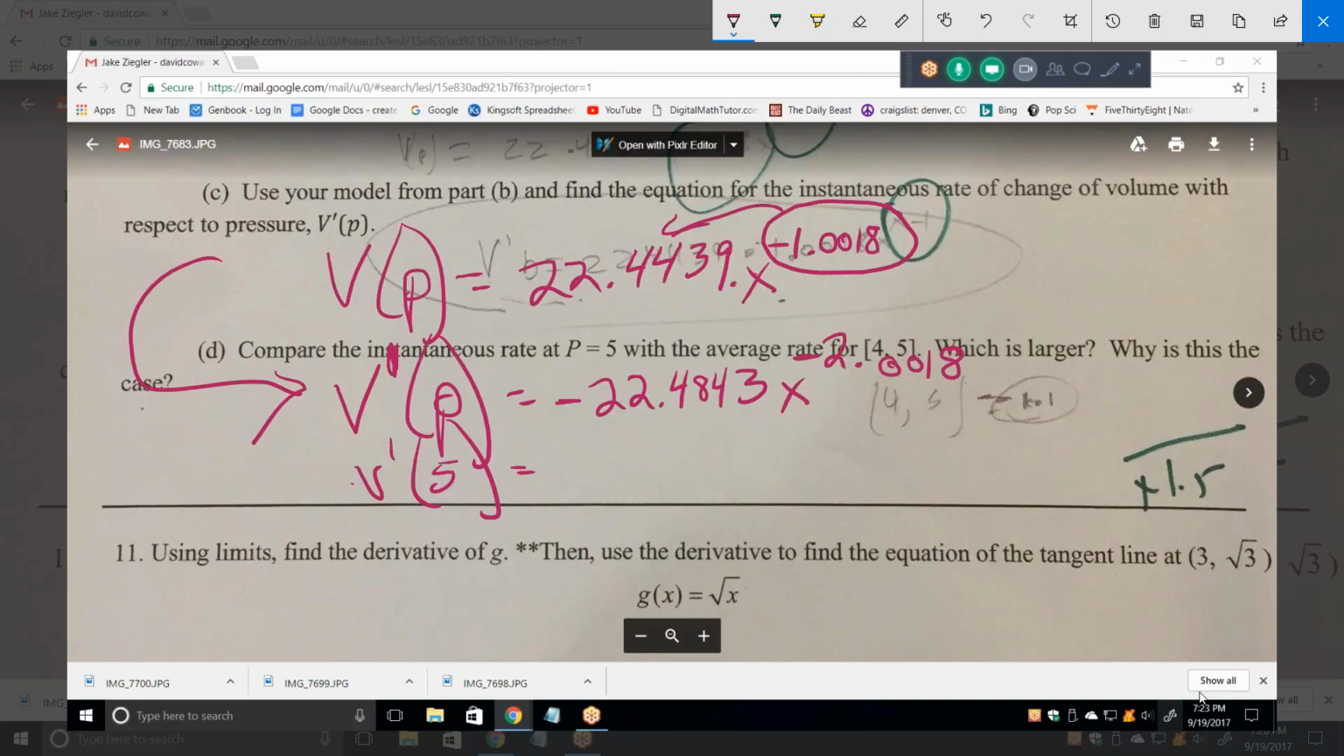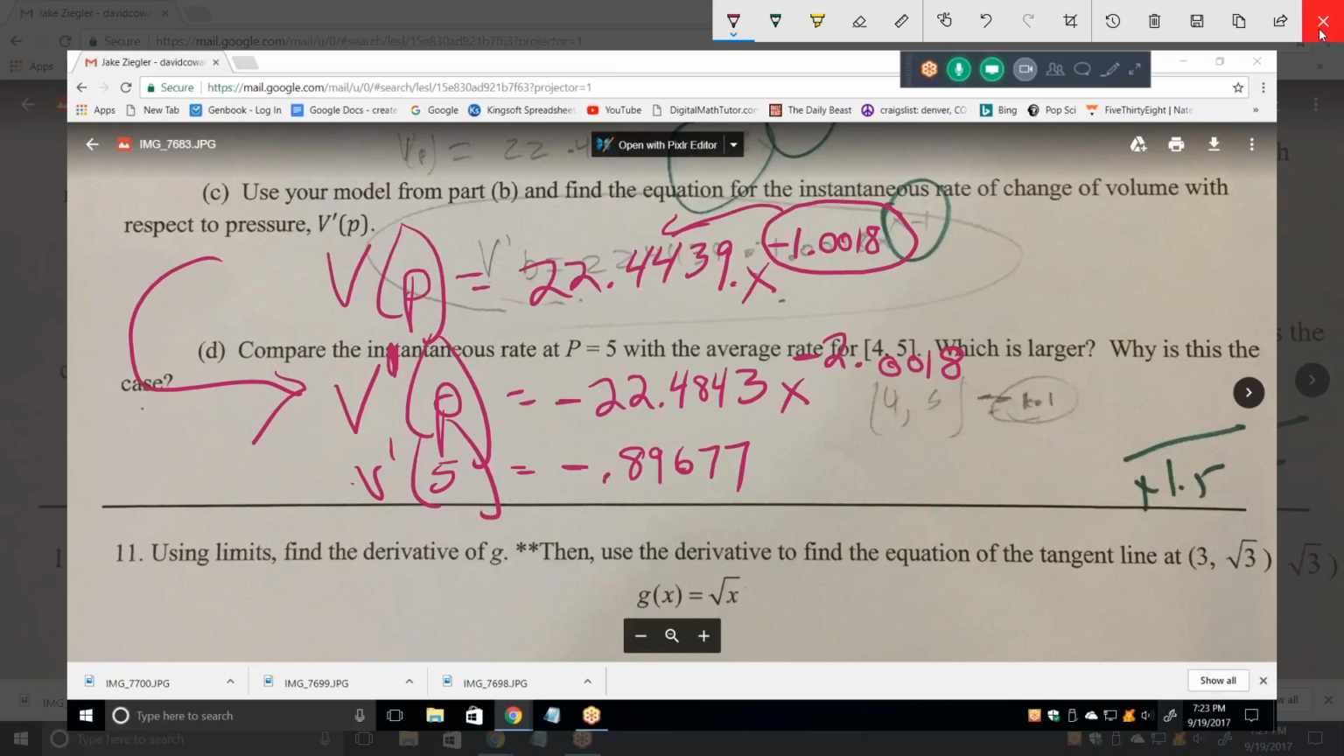I'm not going to check you on these. I got negative 0.89677. Okay. Now it says compare that with the average rate from 4 to 5.